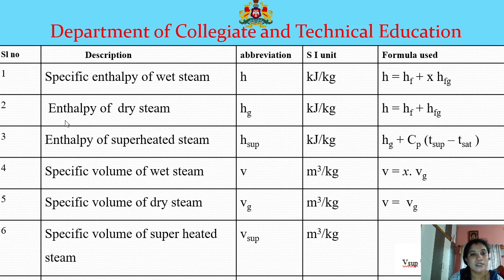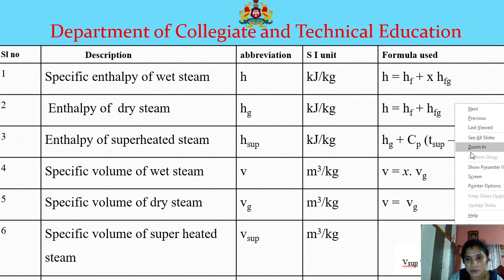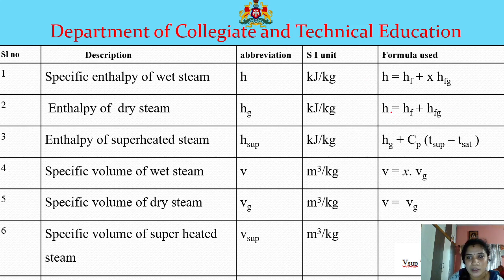The next one is the enthalpy of dry steam. It is denoted by Hg. What is the formula that we have? You can write Hg here itself. Hf plus Hfg. So what I'll do, I'll take a pen. You make it here as Hg. So what is the enthalpy of dry steam? It is Hg equals Hf plus Hfg.